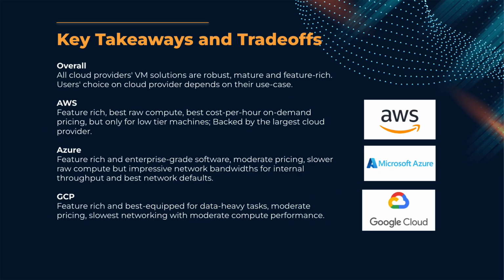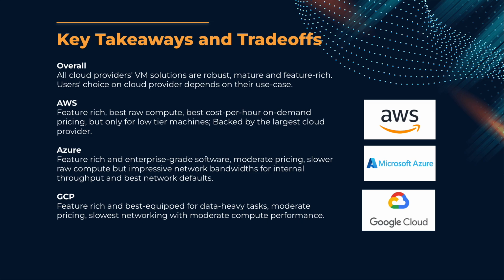Key takeaways and trade-offs. All 3 cloud providers offer mature, feature-rich VM solutions. Your choice really comes down to what your application values most. AWS stands out with the deepest feature set and the best cost per hour on its most common instance types, ideal if you need raw compute power backed by the world's largest cloud platform.